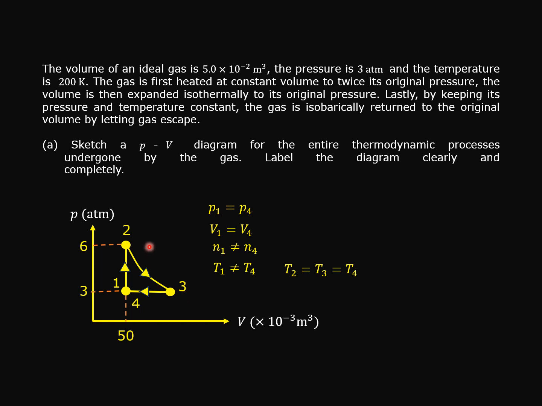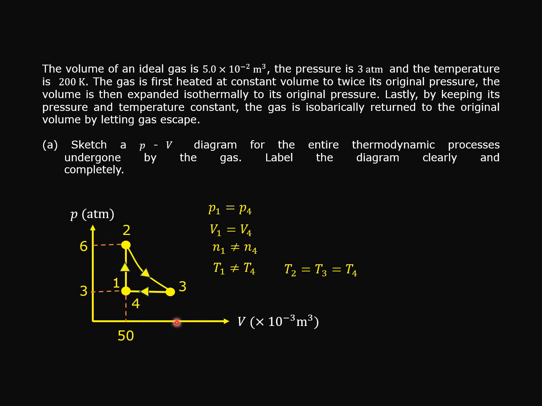So that means the temperatures for T2, T3, and T4 are the same. But T1 and T4 are not the same. That's why we say that state 1 and state 4 are not the same state, although they are represented by the same point in the PV diagram.